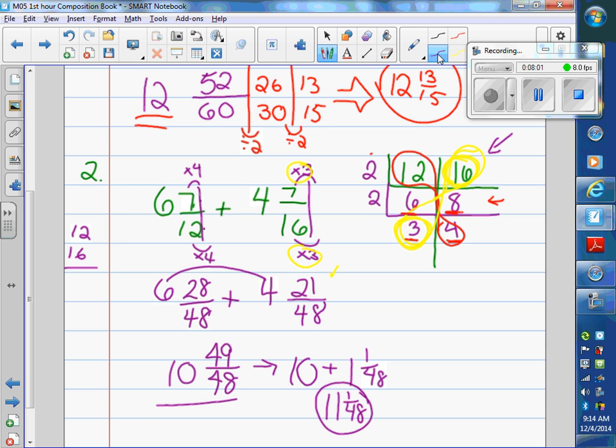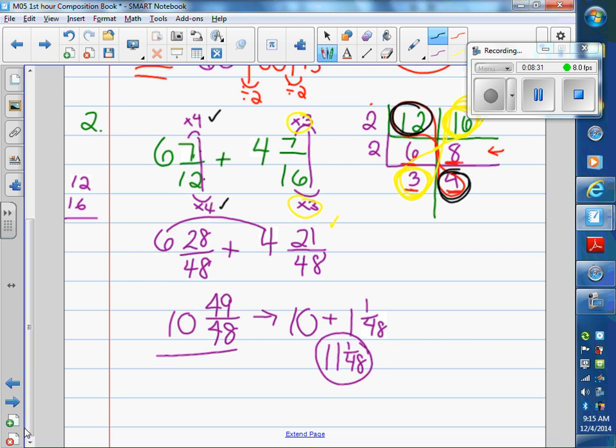The other side of the ladder tells me I have to multiply 4 by 12 to get 48. So over here I multiply 4 by 12, and I multiply the numerator by 4. Now I have 28 over 48 plus 21 over 48. Does that make sense? So 28 plus 21 make 49. Now I have an improper fraction because 49 is bigger than 48. So 49 over 48, that's the same thing as 1 and 1/48. Now I add the wholes together. 10 plus 1 is 11.